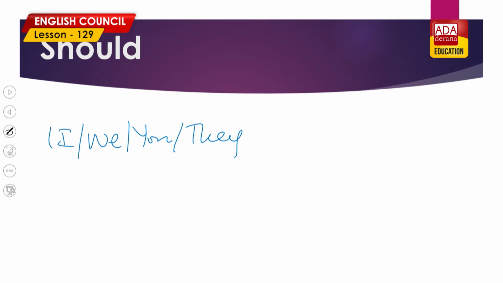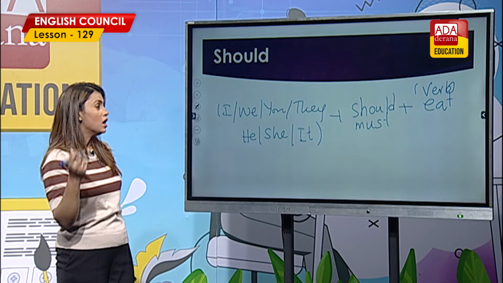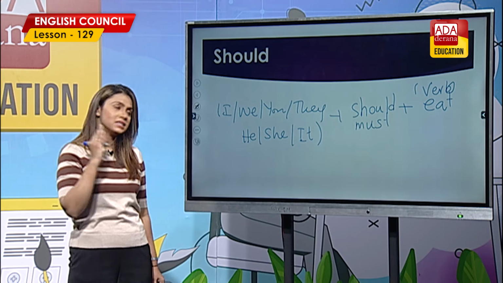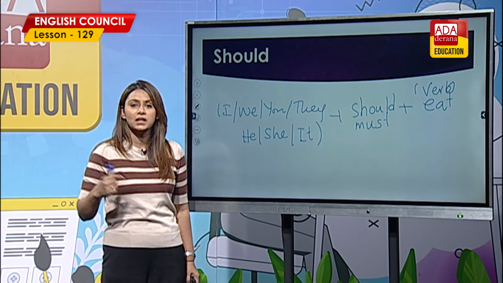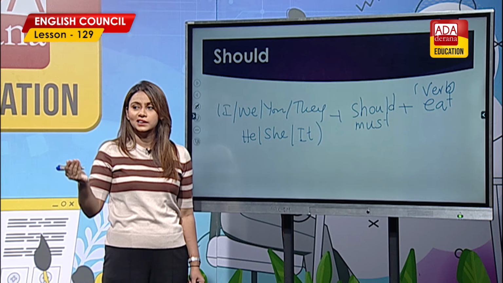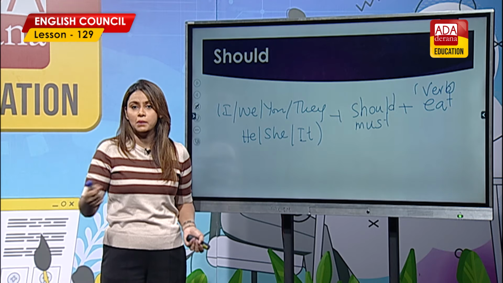With any subject, you have your main verb there, eat. Let's say the verb is eat. You put your should here, the same way you use your can. Before any verb, we put a modal verb. Same thing. I should eat, you should eat, they should go, he should play, she should dance, it should sleep. Must is also the same. I must go, we must play, they must write, we must talk, he must come, she must drink, it must sleep. Must, should.